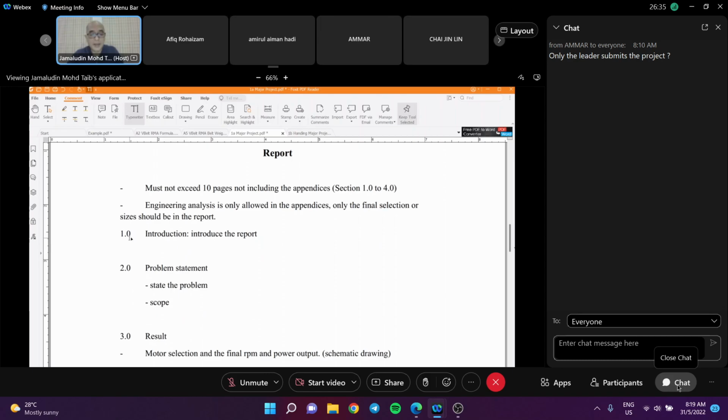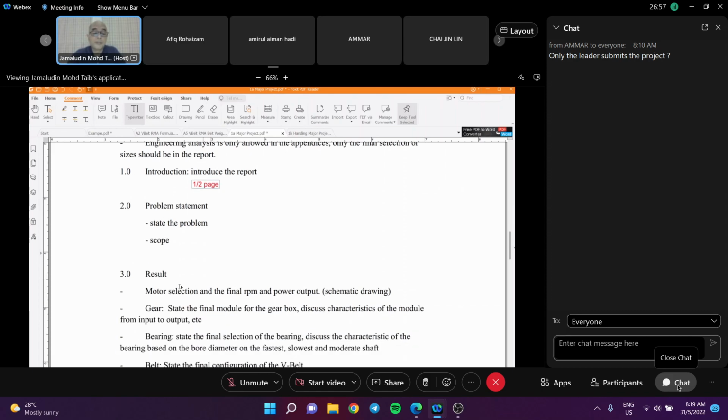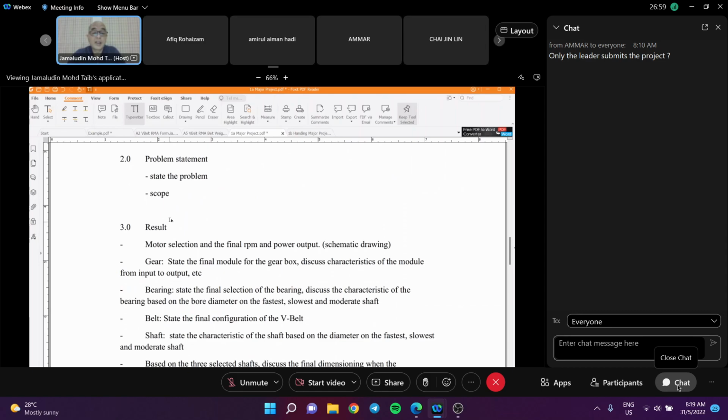The 1.0 introduction in the report is maybe a quarter page to half a page. That is what the report is going to be. Then the problem statement: state the problem and scope. Then you start to give results. Imagine the motor selection and the final RPM output. The schematic drawing, you should do as one of the results.